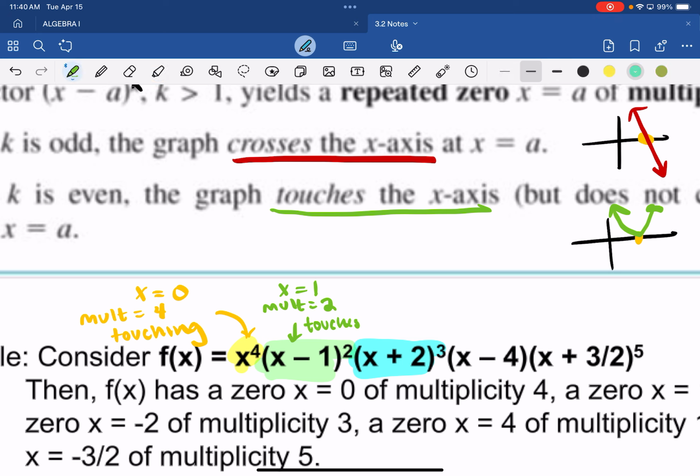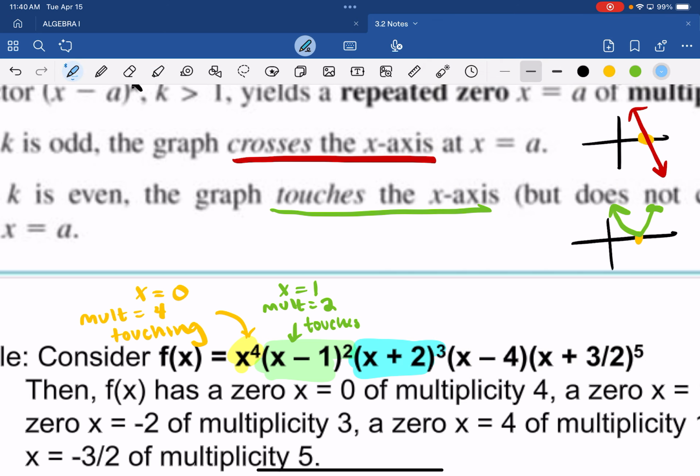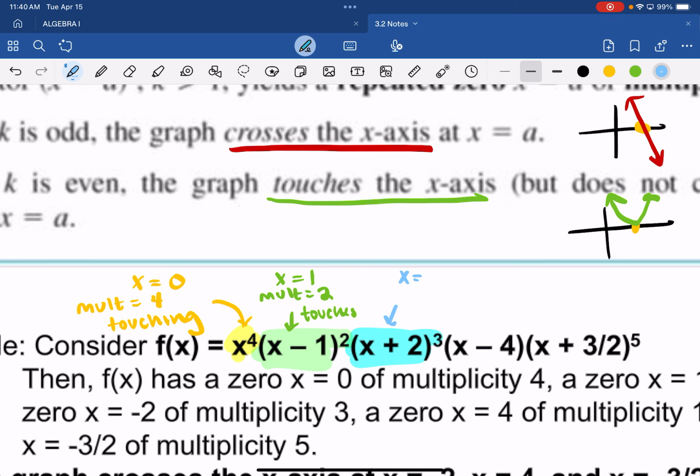Okay, the next one, my blue one now that I've highlighted. I know x is -2. That's my x-intercept value. It has a multiplicity of 3, because I'd be taking the cube root of it. That's an odd multiplicity, so I know that it crosses here.